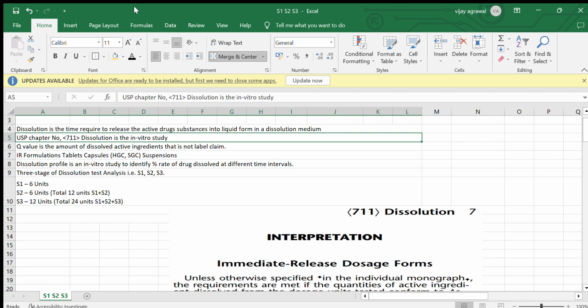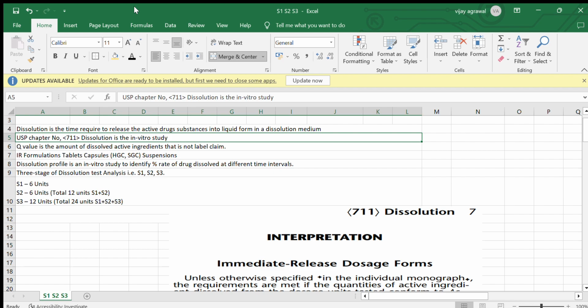Suppose you are making a tablet of 100 mg and you are giving a label claim of 100 mg, and your Q value specification is not less than 75% at 30 minutes. That means the 75% of the label claim, and for a 100 mg tablet it will become 75 mg.